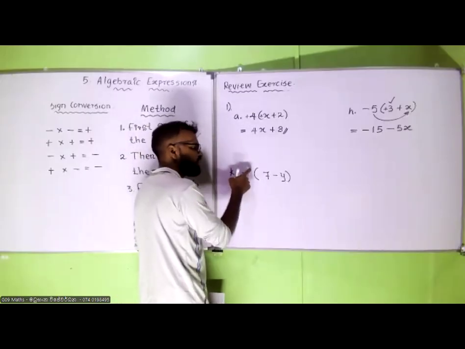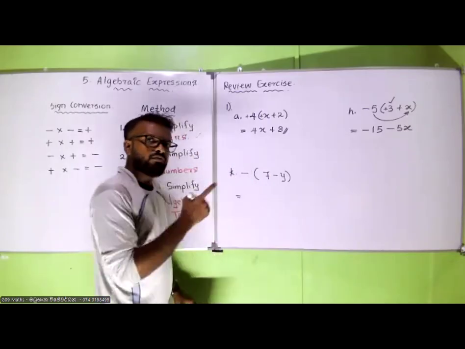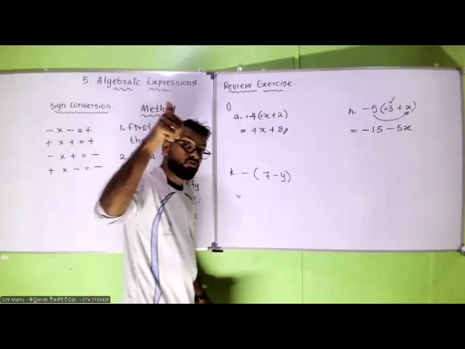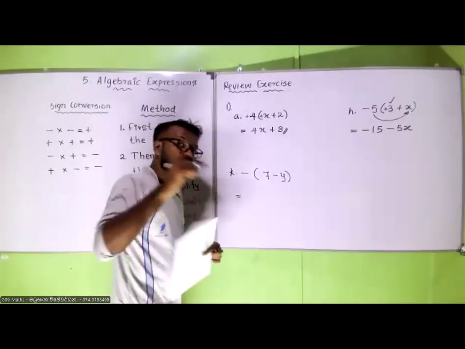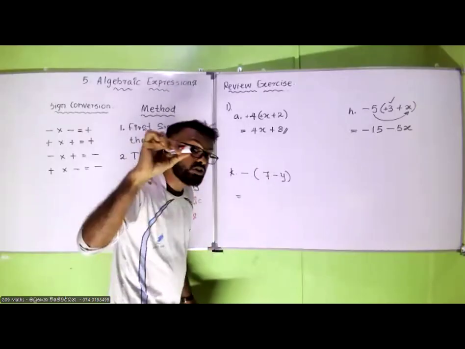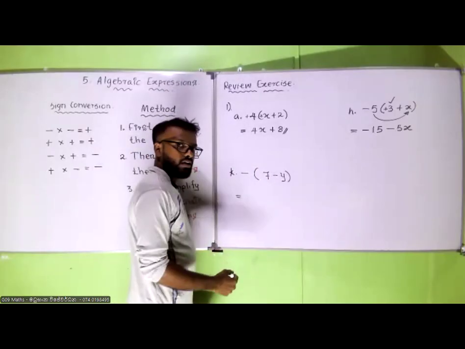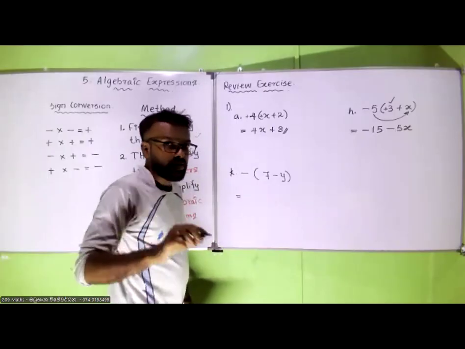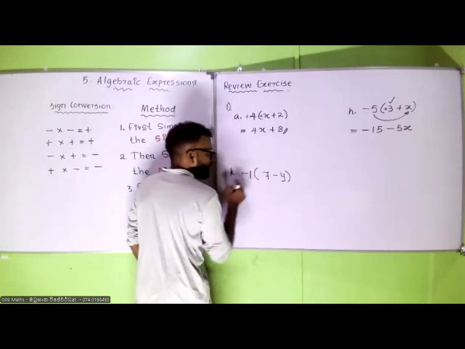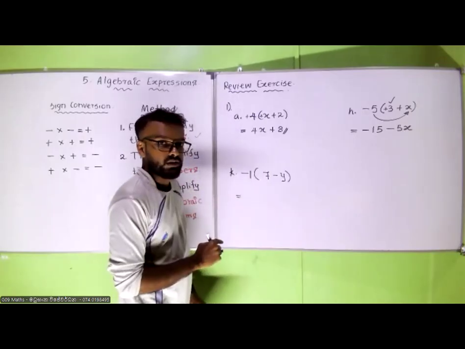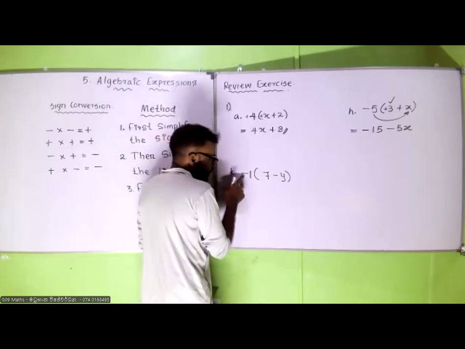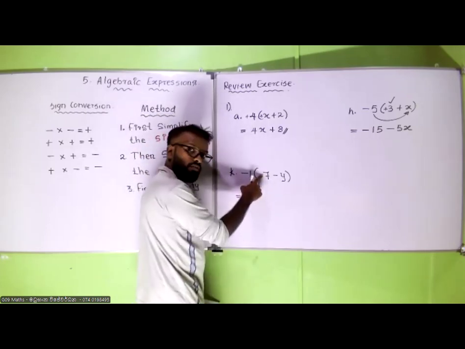Can anyone tell me what is the number here in front of the bracket? 1. Excellent. That is 1. So if you want, you can put 1 in front of this bracket by using your pencil. Whether you write it or not, it doesn't matter. Now this is negative 1. Negative into positive. This is positive 7.